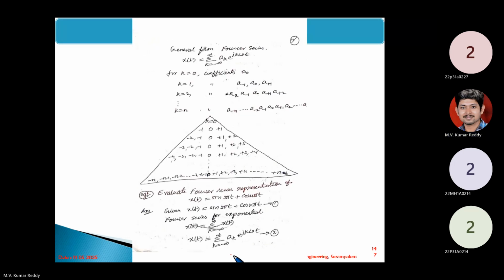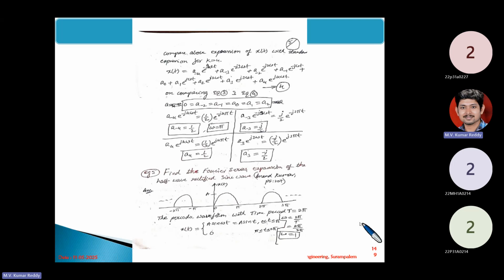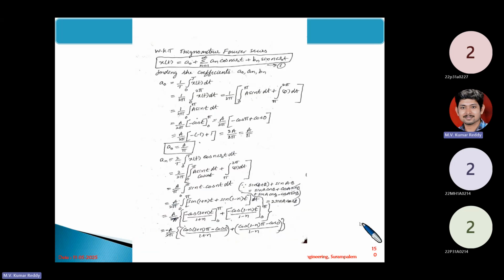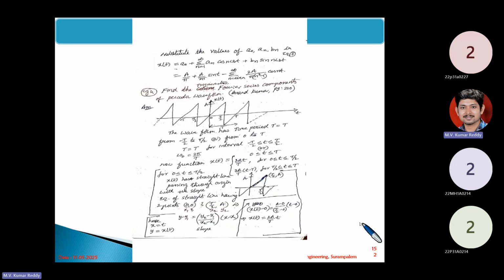I am just skipping this one. Already you have the material. From the material you study these questions. Almost all questions are there. Unit 3 part 1. Pass this one and prepare it.